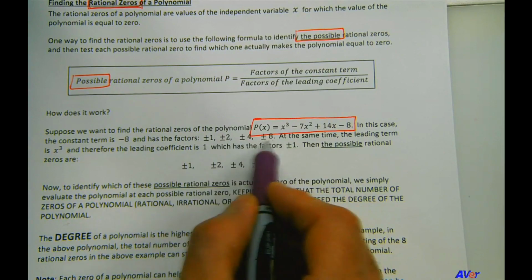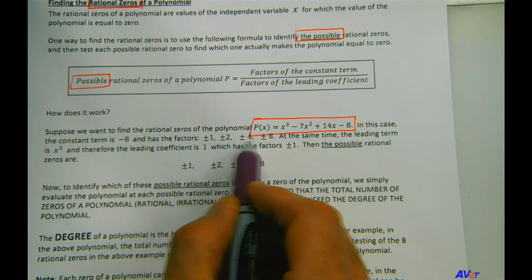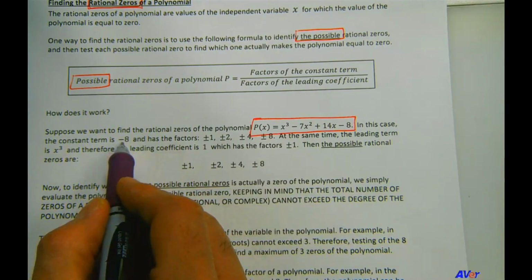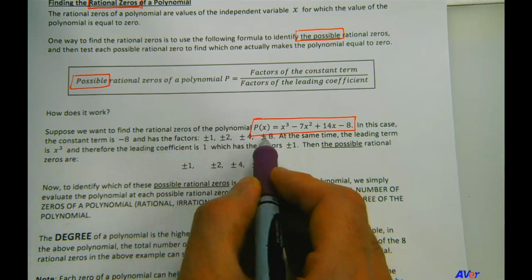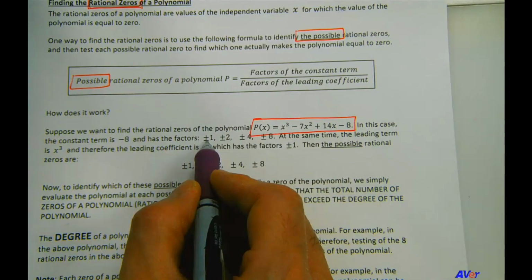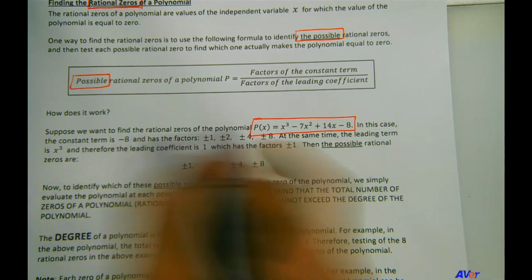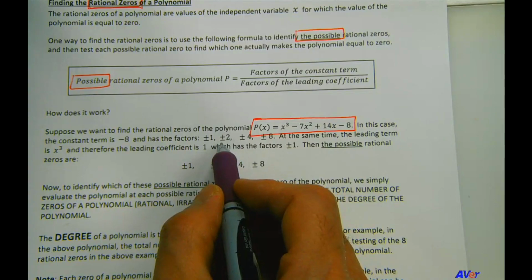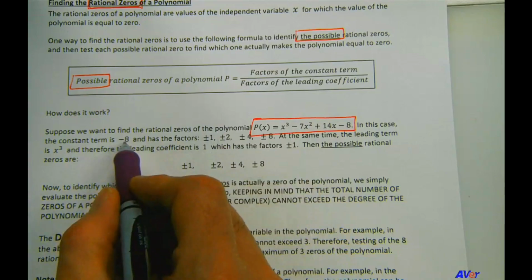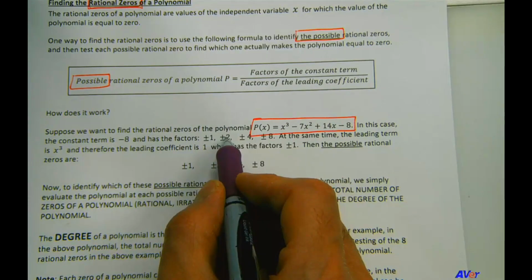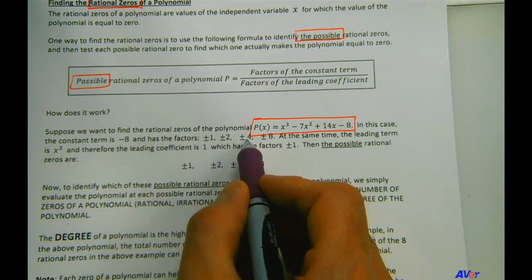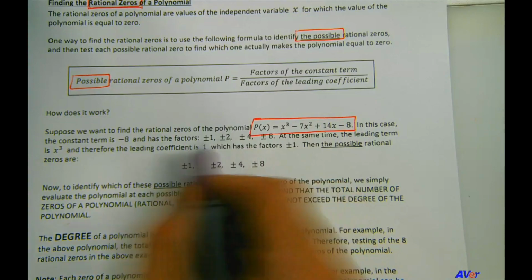So we have 8 different factors of this -8 term. If you multiply, for example, +8 times -1, you will get -8. If you multiply -8 by +1, you get -8. If you multiply +2 by -4, you get -8. If you multiply -4 by +2, you get that.